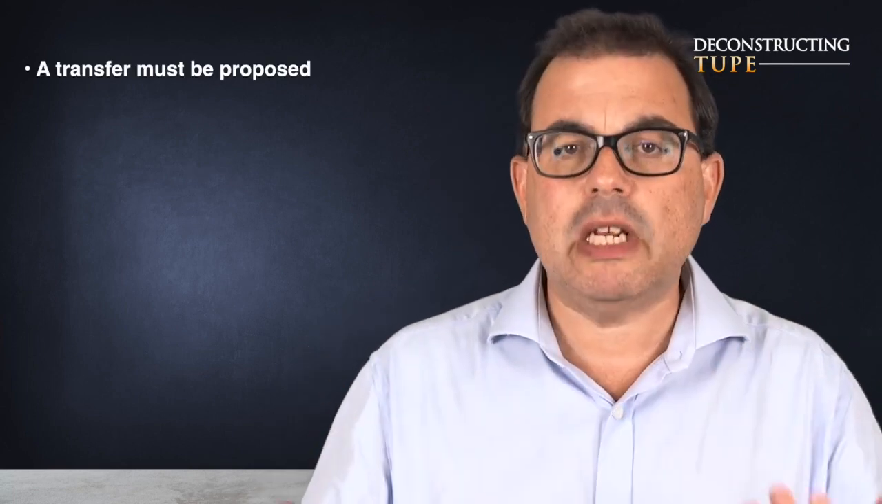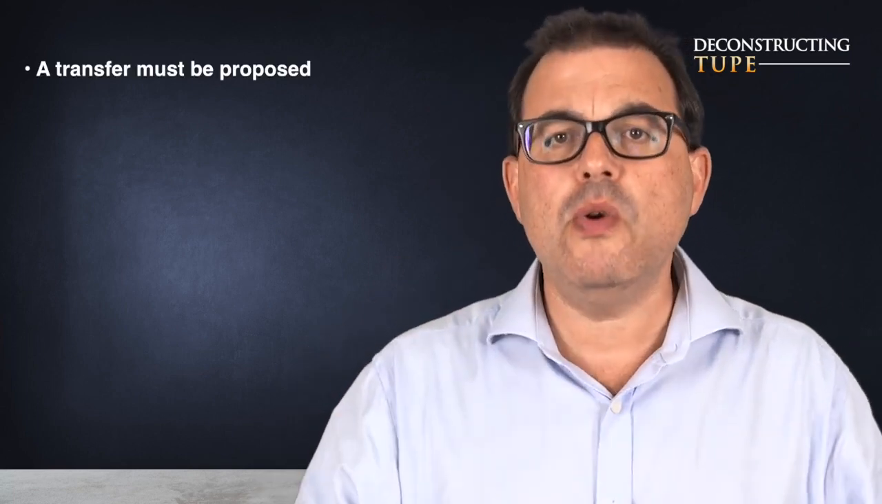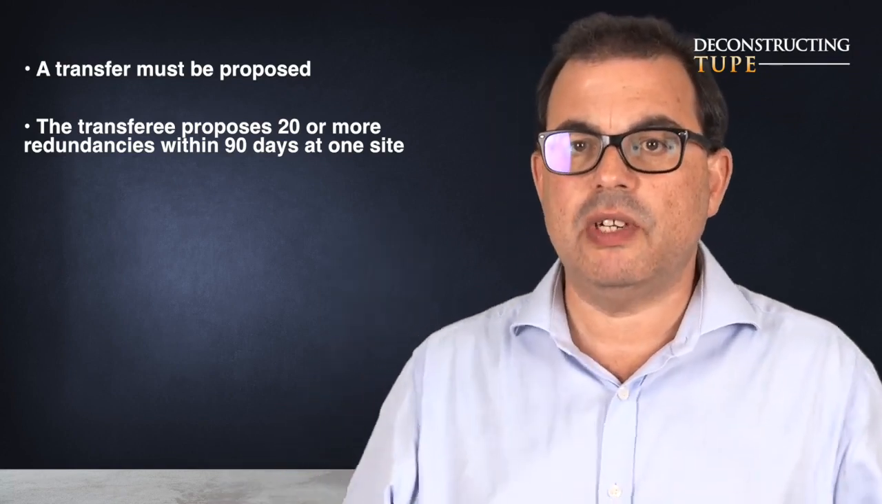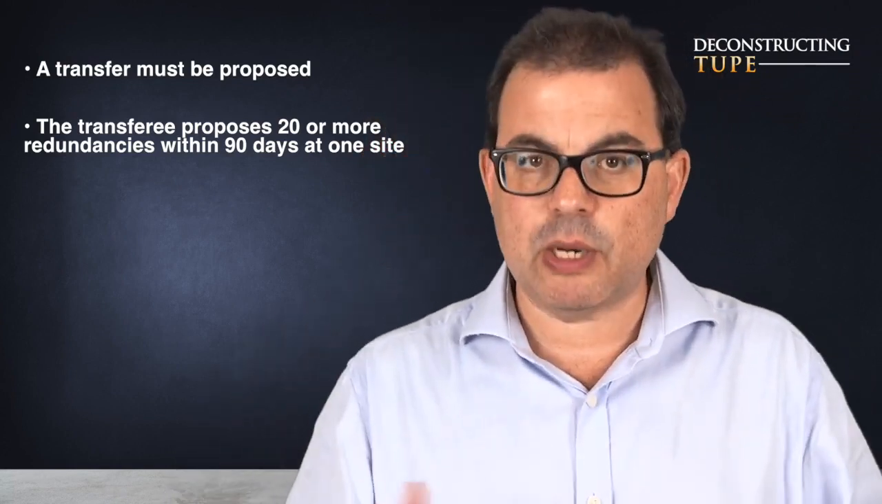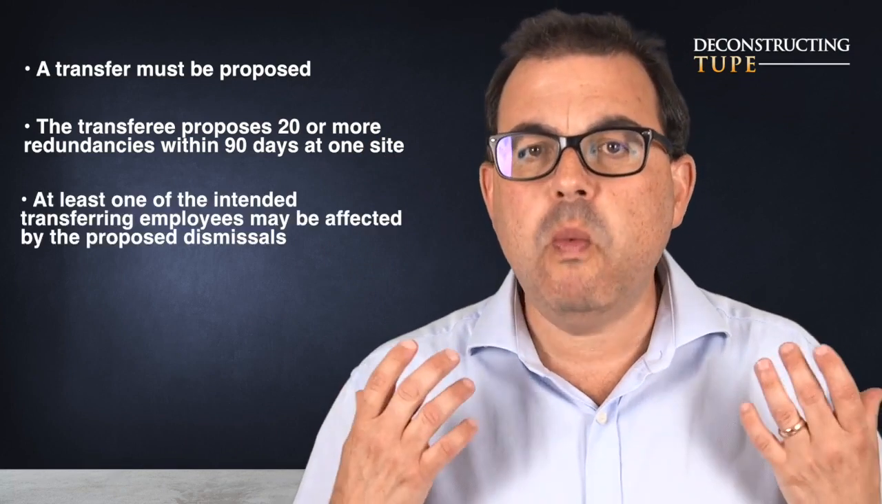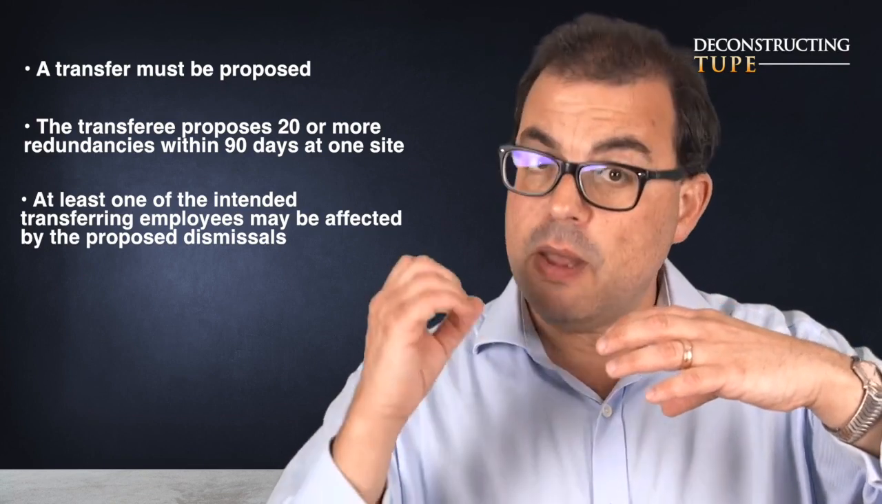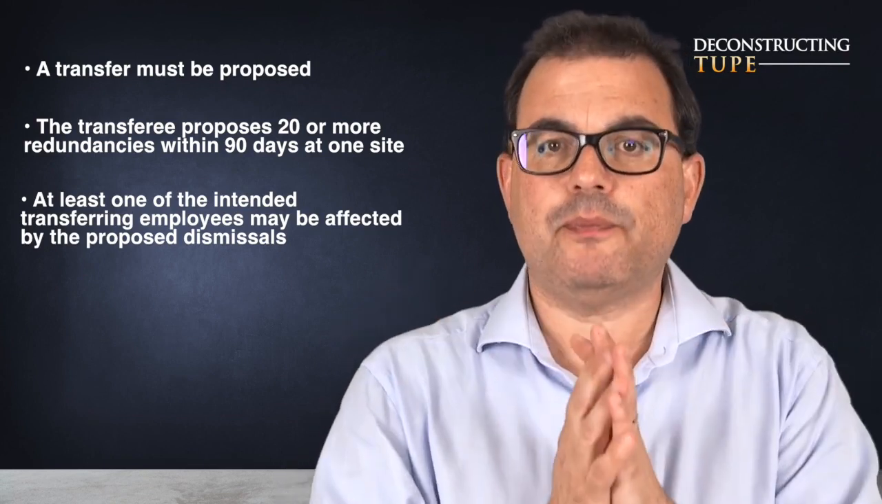Number one, a transfer has to be proposed. Number two, the transferee proposes 20 or more redundancies within 90 days at one establishment. And number three, at least one of the intended transferring employees may be affected by the proposed dismissals.